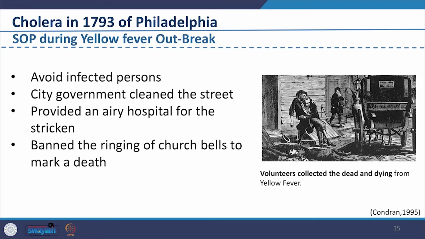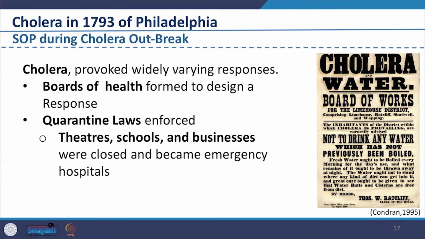On the other hand, universities, professors, and doctors argued over what course to take and finally included in its list of recommendations that citizens should avoid infected persons, intemperance, drought, and so on. Whereas the city government cleaned the street and provided an airy hospital for the stricken and banned the ringing of church bells to mark a death because the sound was thought to lower the spirit of both the sick and the well.